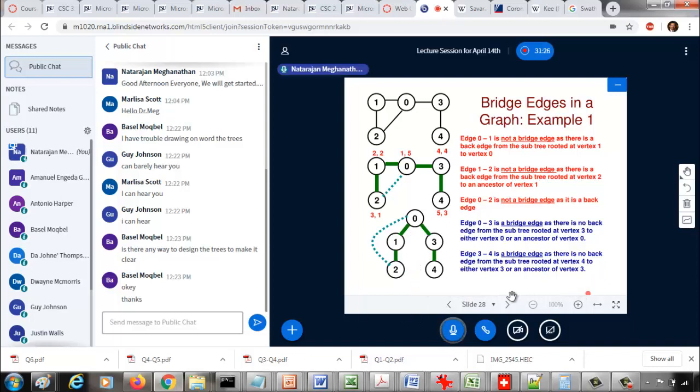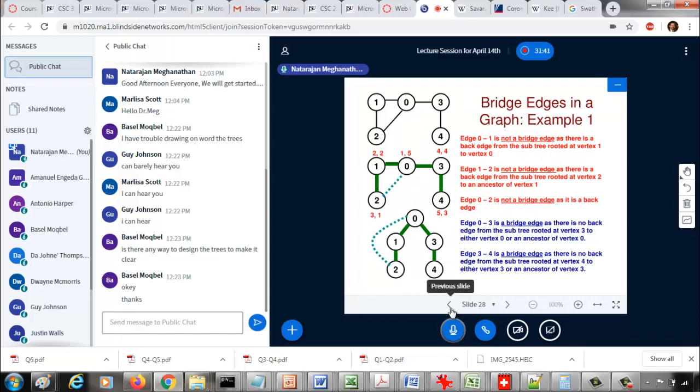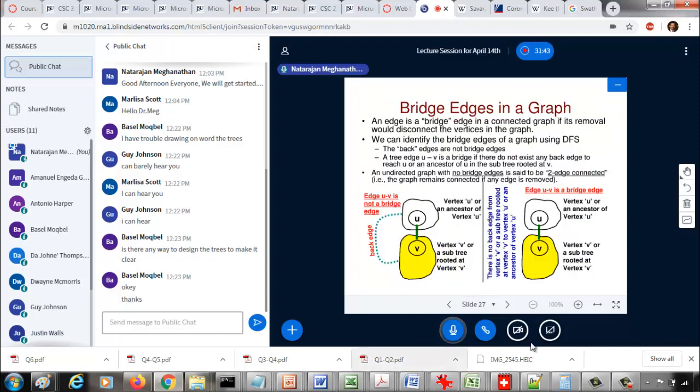Okay, now let us go through one more example. This was the first graph on which we started depth first search. After running depth first search, this is the depth first search tree. Again, you can always refer to this slide in order to decide.